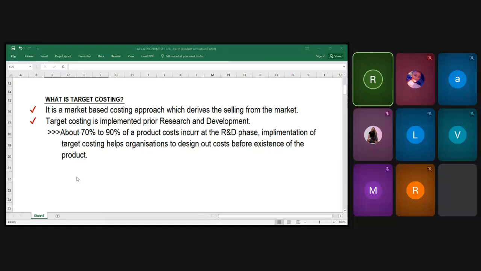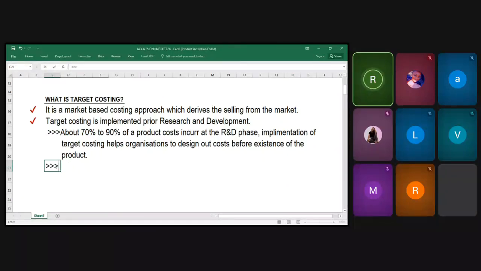Okay, right. So about 70% to 90% of a product cost is incurred at the R&D phase. With implementation of target costing, we help organizations to design out cost before the existence of the product. That is the major advantage of using target costing as opposed to the use of the traditional methods of costing.